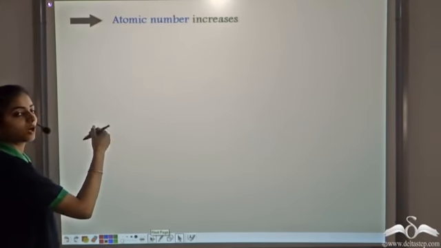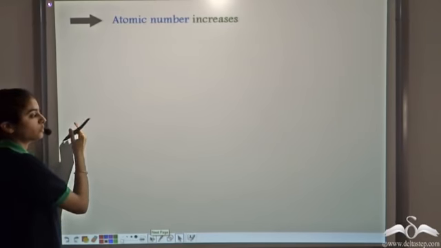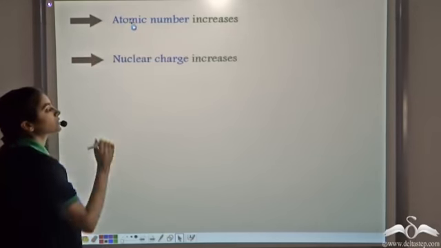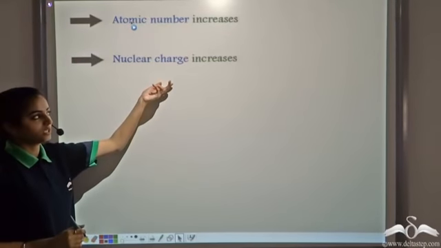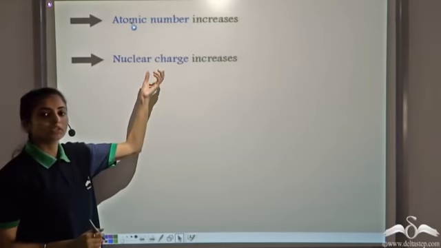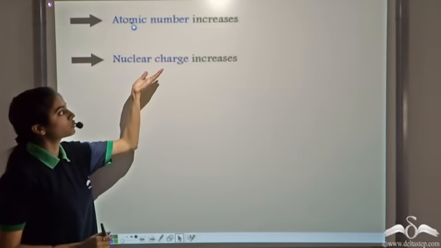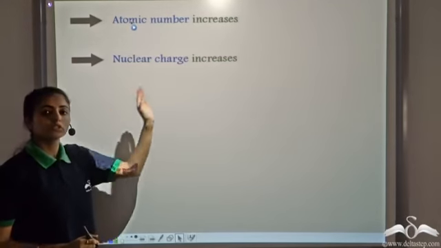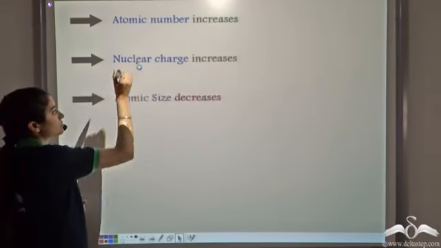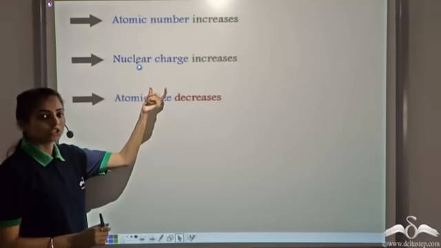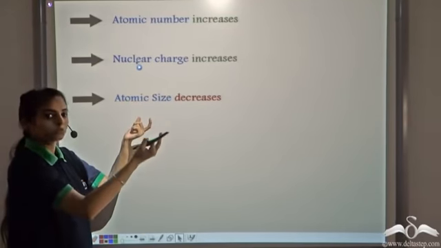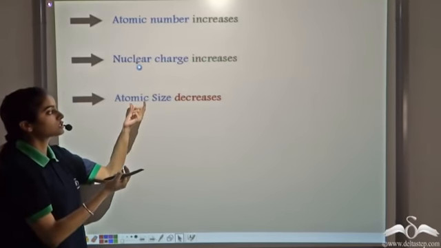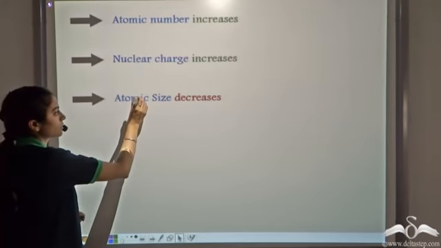Again, let's revisit how this happens in a period. Moving from left to right in a period, the atomic number increases. This leads to increased nuclear charge, as nuclear charge depends on the charge of protons. So as the number of protons increases, the nuclear charge also increases on moving from left to right in a period. The increased nuclear charge leads to greater pull on the outermost shell, and so the outermost shell is pulled towards the nucleus. This leads to atomic size decrease.